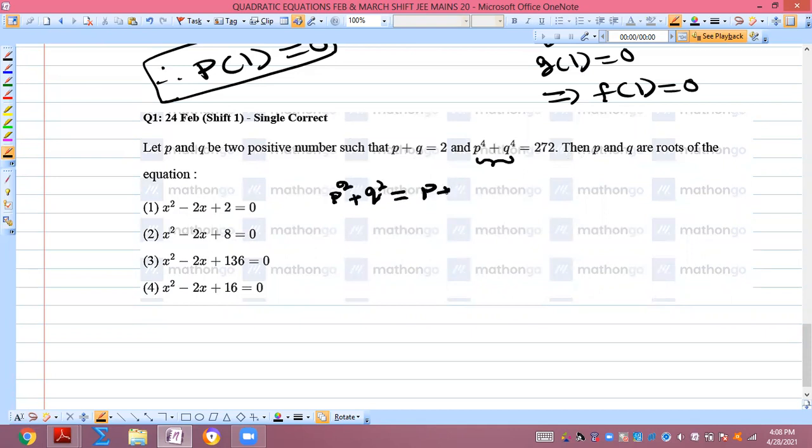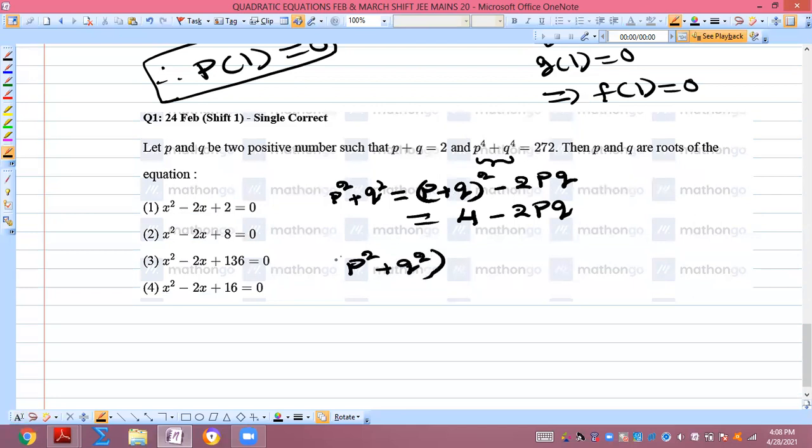We can write it like this now: P plus Q whole square minus 2PQ. So that is nothing but 4 minus 2PQ. Just keep it aside, we will use it here. Again, this is A square plus B square form, so that is A plus B whole square minus 2AB. That is P square plus Q square whole square minus 2 P square Q square is equal to 272.